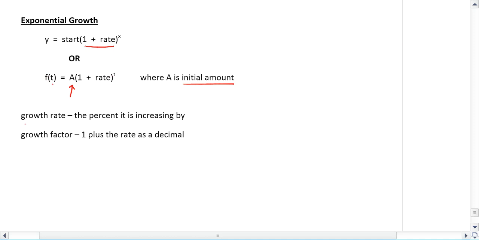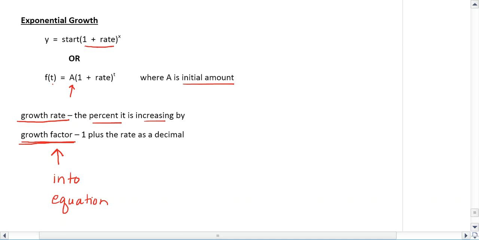Now let's discuss a little bit this growth rate and growth factor. The growth rate is given to us in a percent. In exponential growth, it's the percent that the function is increasing by, and we have to take that percent and turn it into a growth factor to put into our equation. So again, the growth rate is the percent that we're given in the problem. The growth factor is something that we figure out to put into the equation.